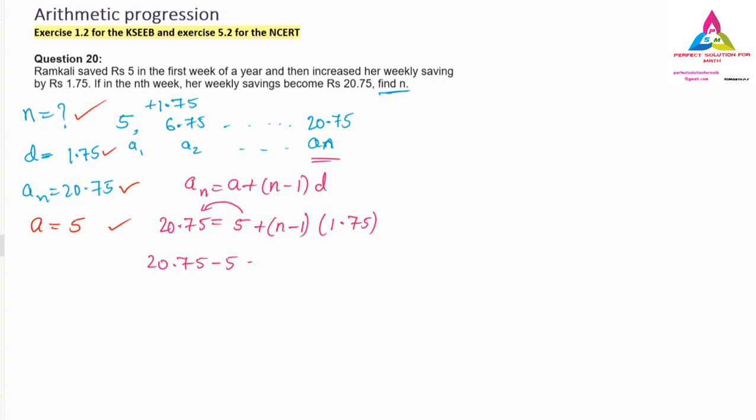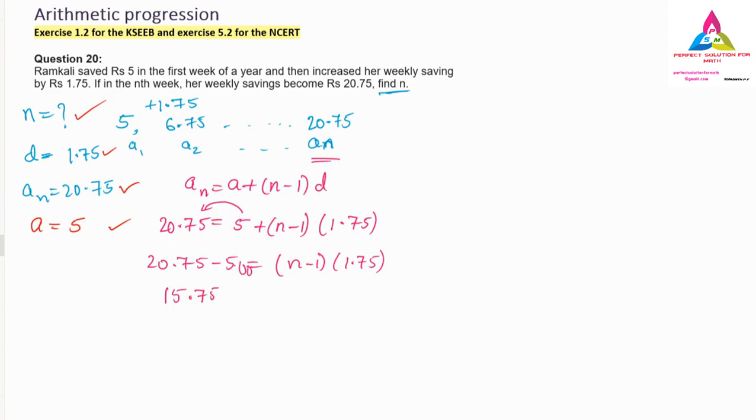20.75 minus 5 is equal to (n minus 1) into 1.75. This is the main thing we have to do, the first thing. 20.75 minus 5, so the point value we don't have for this 5, it is 5.00. So it is nothing but 15.75.